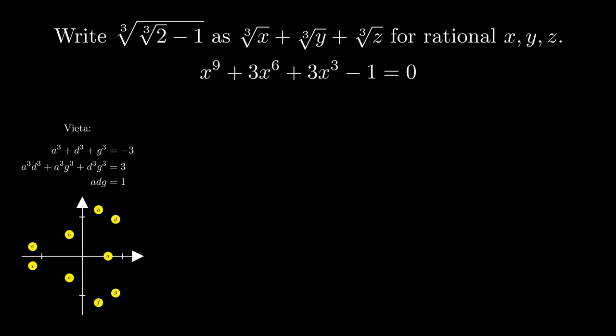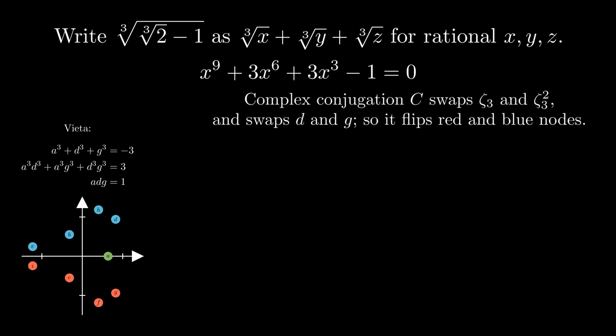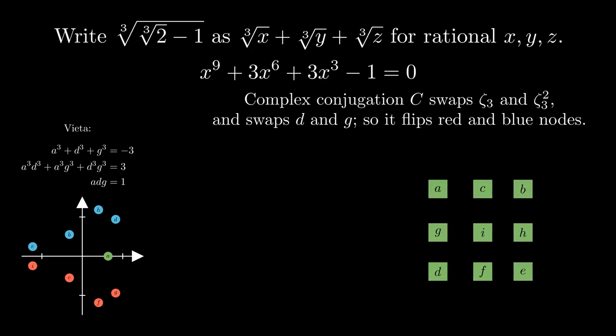And then as we learned in the previous example, complex conjugation always exists. It fixes A, swaps D and G, and swaps zeta and zeta squared. So as you would probably guess, it flips the red roots on the bottom with the blue roots on top, which on the blocks looks like this.